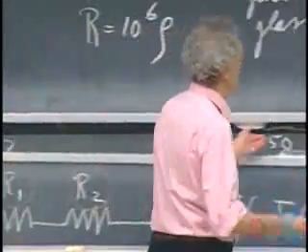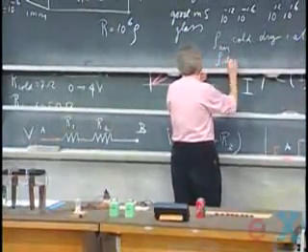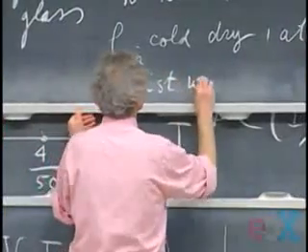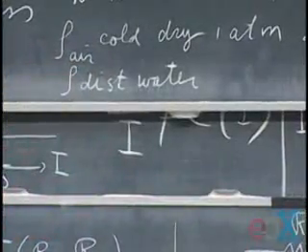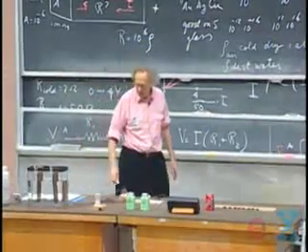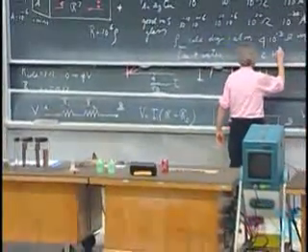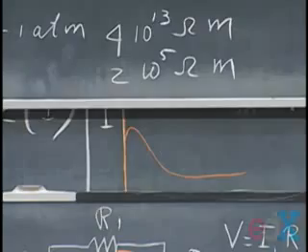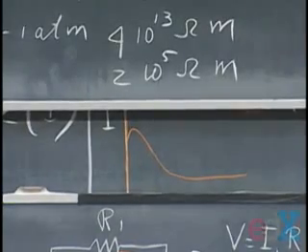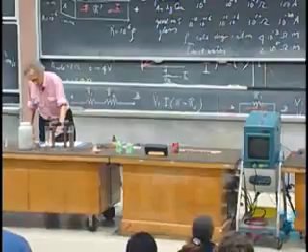And I would like to give you the number for water. So this is distilled water. That is about 2 times 10 to the 5th ohm-meters. That is the resistivity, 2 times 10 to the 5 ohm-meters.